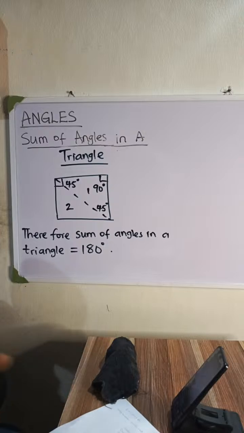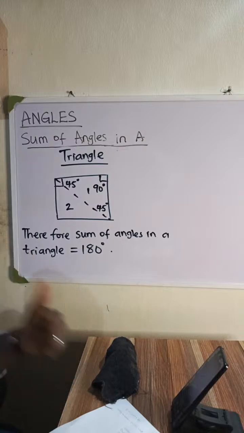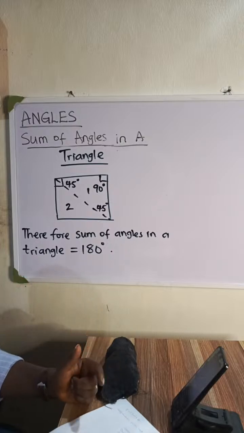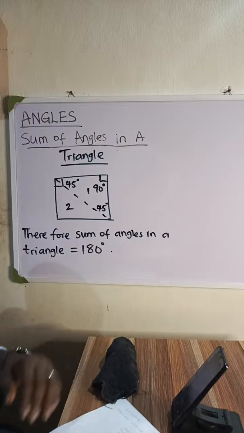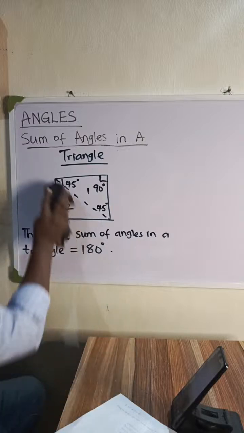So this is the fourth principle we've learned today. The first principle is that the sum of angles on a straight line is equal to 180 degrees. The second principle is that the sum of angles around a point is 360 degrees. The third principle is that the sum of angles in a quadrilateral is 360 degrees. Now we've learned the fourth principle: the sum of angles in a triangle is equal to 180 degrees. These principles are very important. Okay, so let's solve an example.